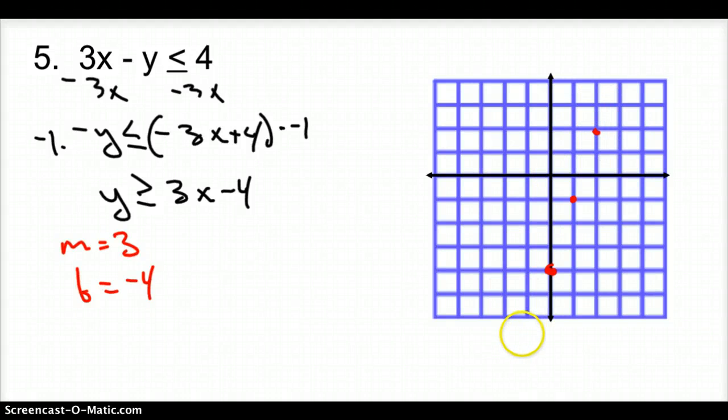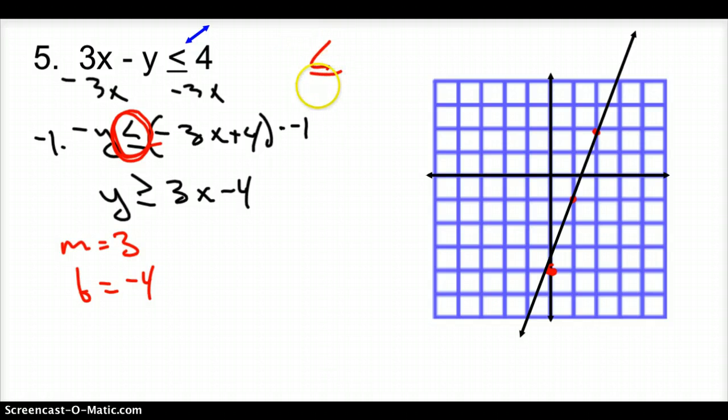And now again, I am drawing a solid line on purpose. Why am I drawing a solid line? Because our inequality tells us to. Our inequality has an equal to sign. So when it looks like this, we have a solid line, if you can read my handwriting. Now, since we have a solid line, we have to do one more thing.